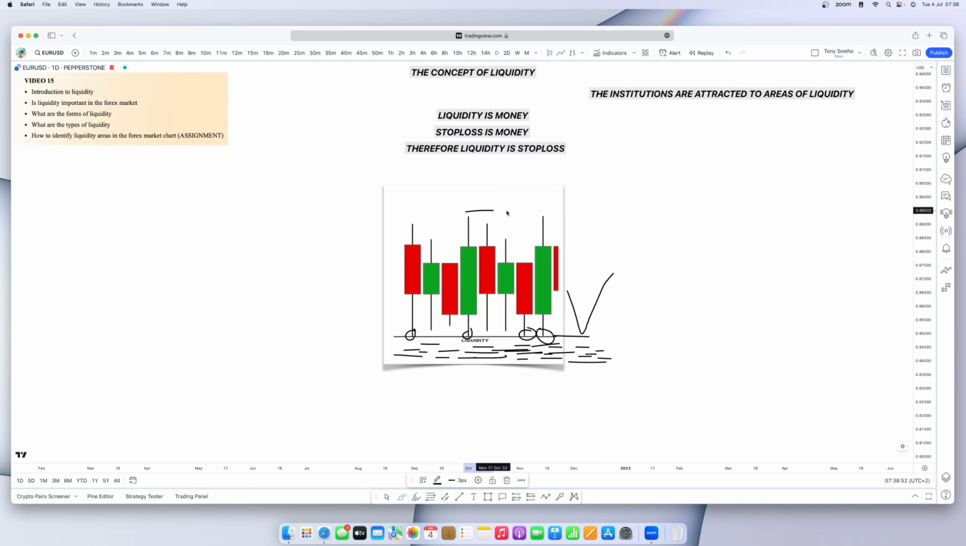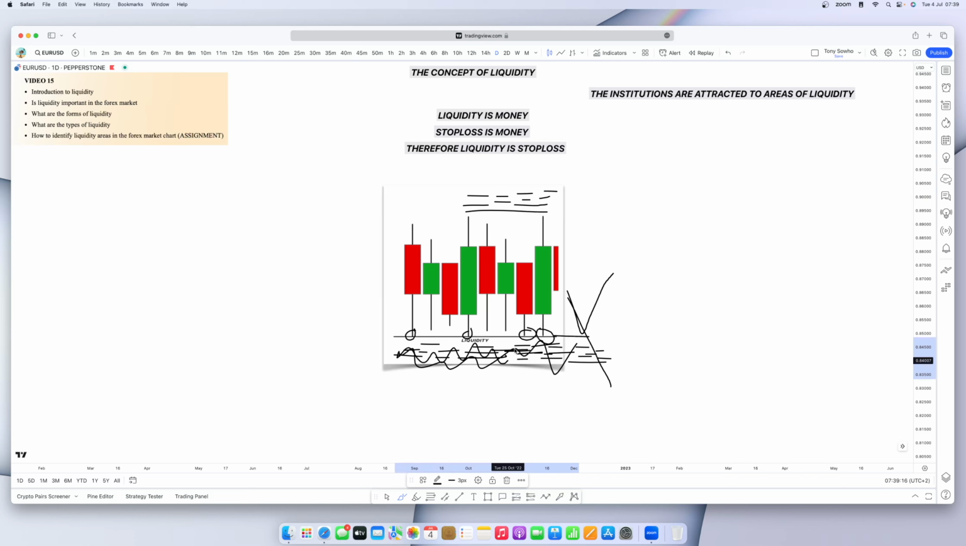This is an equal high. You will not want to be buying or selling equal highs or buying equal lows. Why? Because you know that there is liquidity in this area. Quote unquote, people are selling this, putting their stop loss above. And if the institutions are attracted to areas of liquidity, that means there's every possibility that price could just come down here. Once price sells down, price has swept all this liquidity in this area.